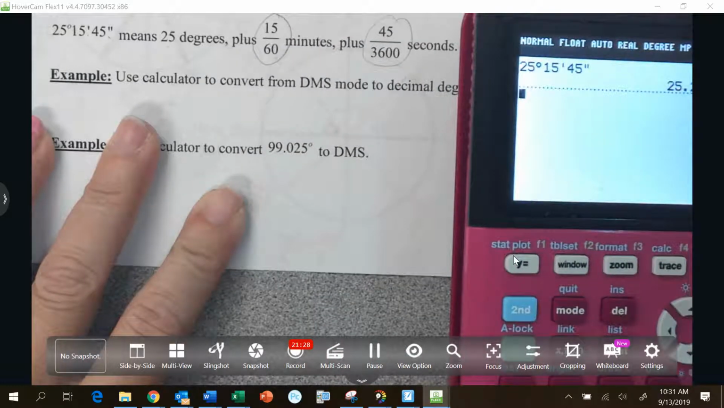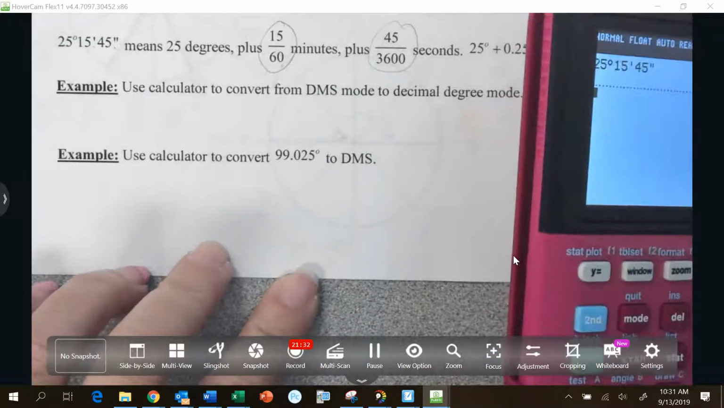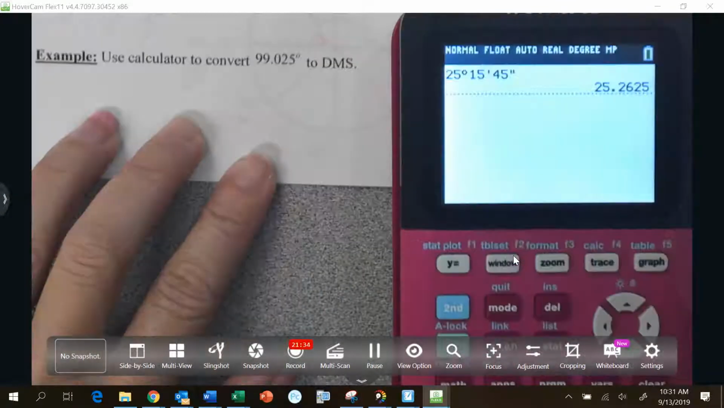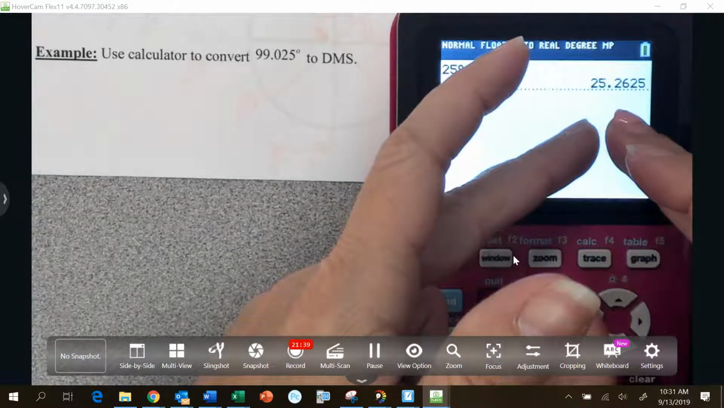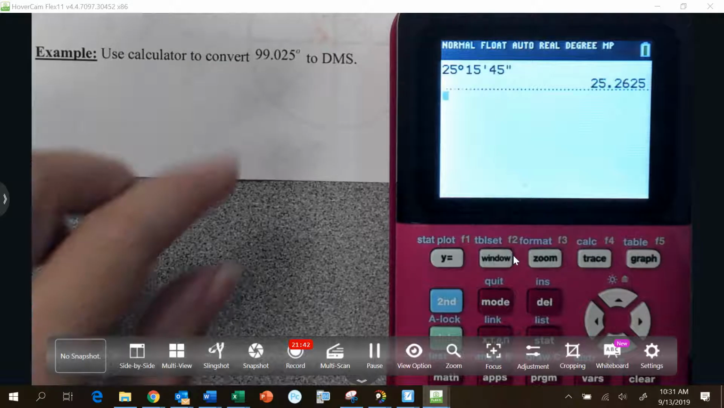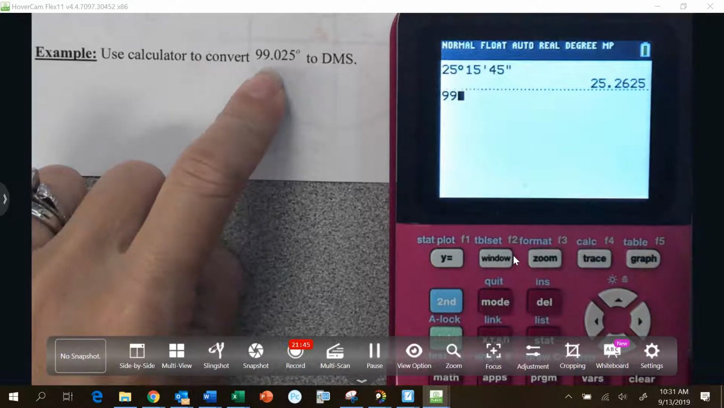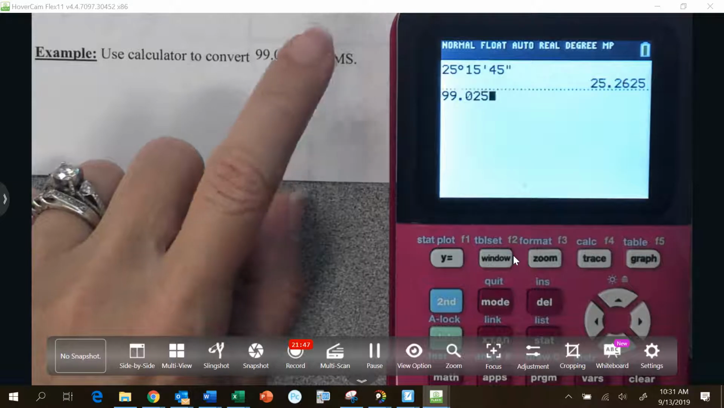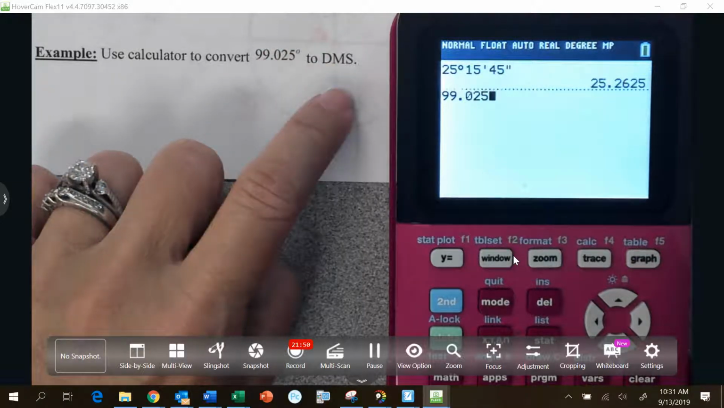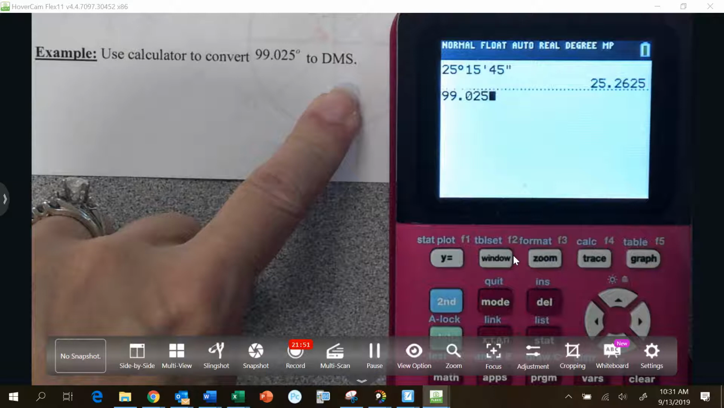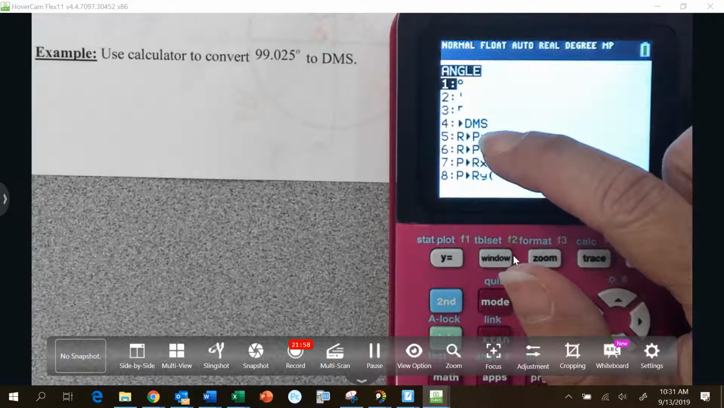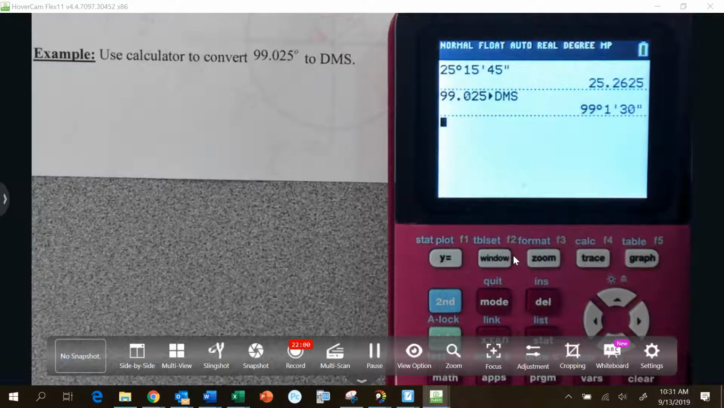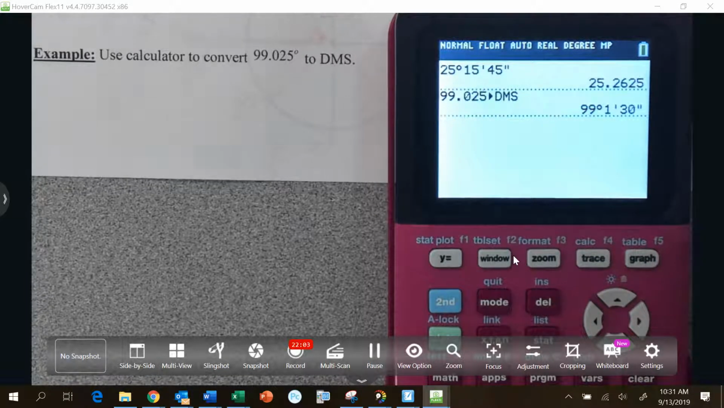Now it says use calculator to convert. Oh, that's what we just did. Now we're going to convert something from decimal form back to degrees, minutes, and seconds. So the next example here says type in 9.025, and we're going to convert that into degrees, minutes, and seconds, and that is also under the angle button. There is a button that says convert to DMS. Enter, and it tells you the answer. So it's really quick. It's almost all under the angle.